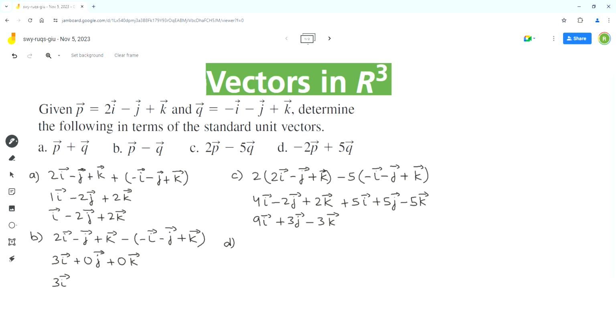Now we can analyze part D. So in part D, we have to multiply vector p by negative 2 and vector q by 5. Now we can do the scalar multiplication. So we'll multiply the coefficients 2, negative 1 and 1 by negative 2. So we get, and now we can do the same for the other vector. So we'll multiply the coefficients negative 1, negative 1 and 1 by 5.